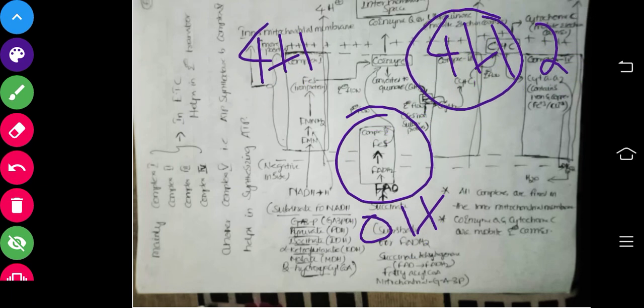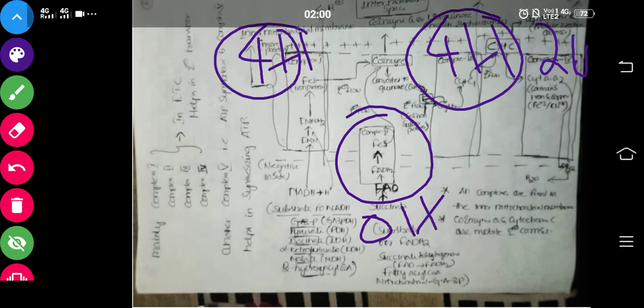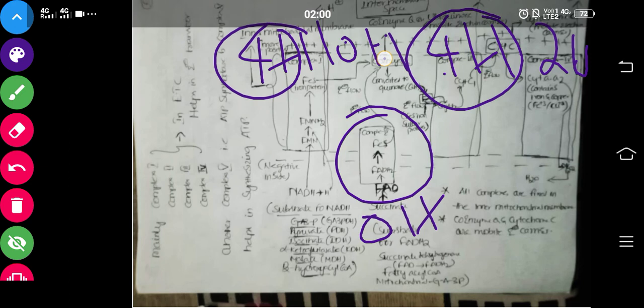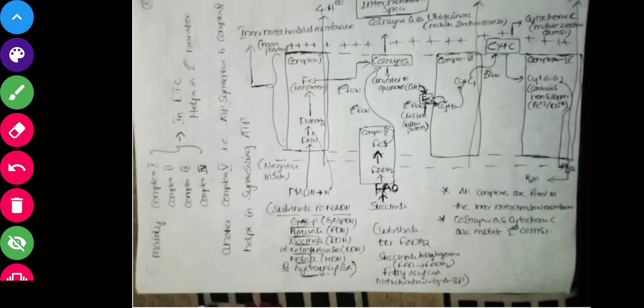So total 4, 8 and 10 protons. Total 10 protons will be in the intermembrane space. Since there are 10 protons here in the intermembrane space, a proton gradient will be established.